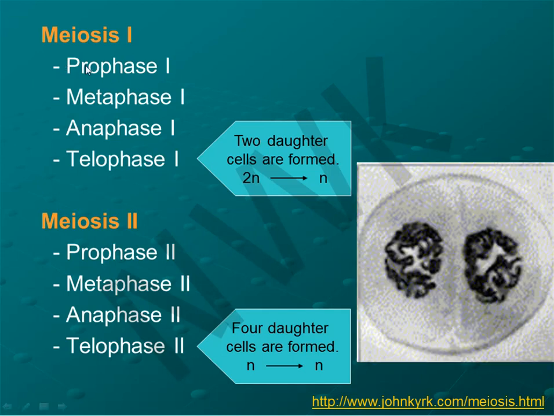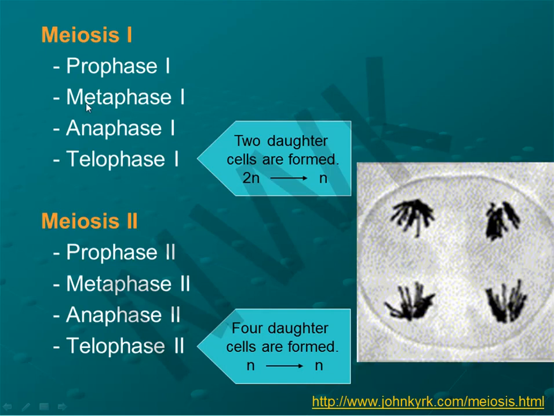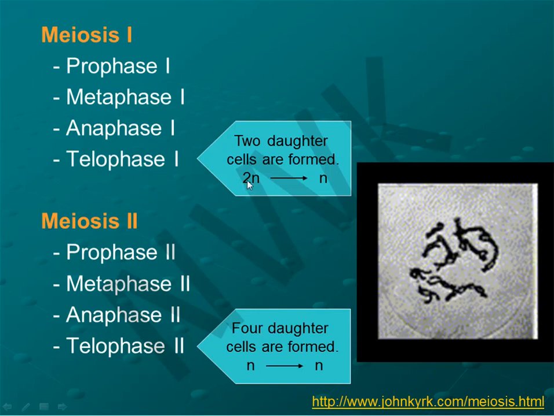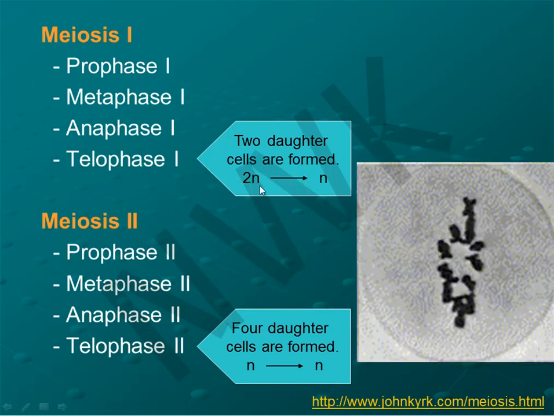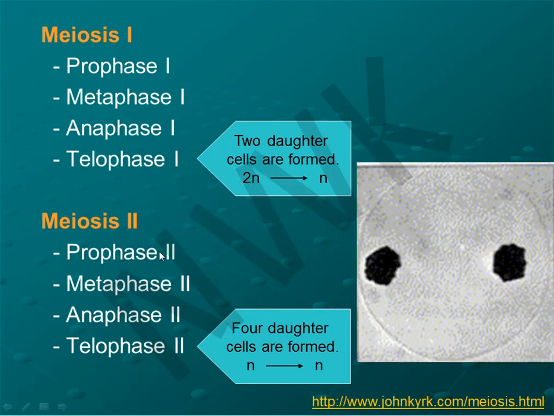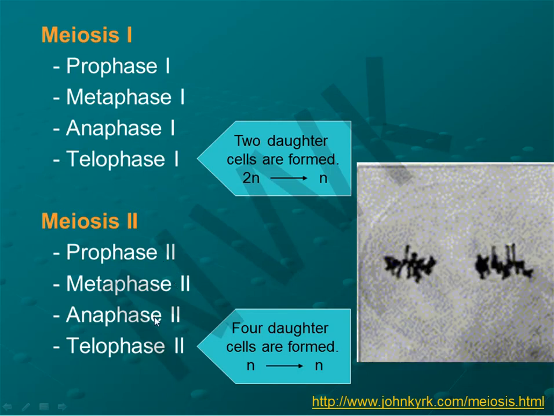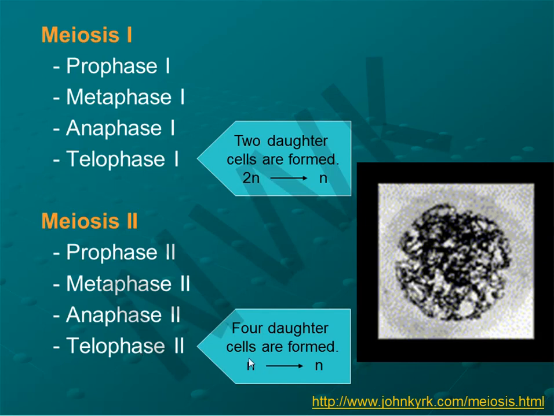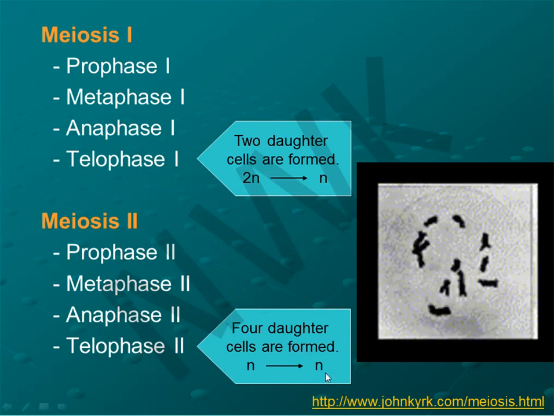Here meiosis 1 consists of prophase 1, metaphase 1, anaphase 1, and telophase 1. At the end of telophase 1, the chromosome number is already halved from 2N into N. While in meiosis 2, you have prophase 2, metaphase 2, anaphase 2, and telophase 2. At the end of meiosis 2, the daughter cells remain haploid.